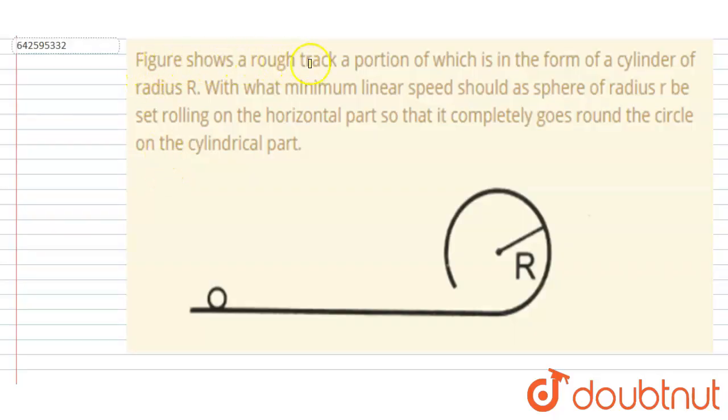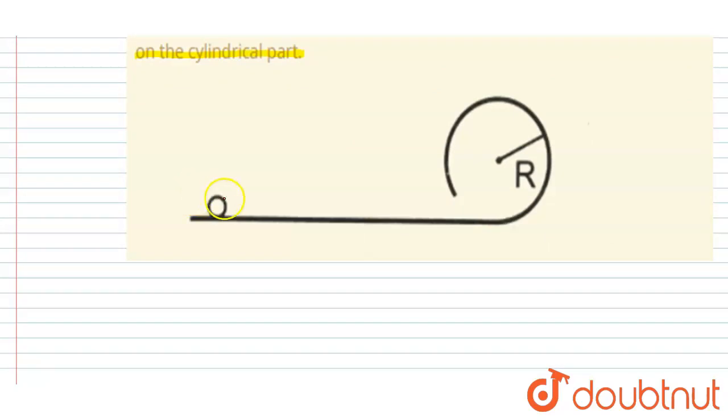Hello everyone. Figure shows a rough track, a portion of which is in the form of a cylinder of radius R. With what minimum linear speed should the sphere of radius r, set rolling on the horizontal path, so that it completely goes around the circle on the cylinder path? So this is the diagram if you see here. We want this minimum velocity v0 that the particle should be given here so that it completes the circle.